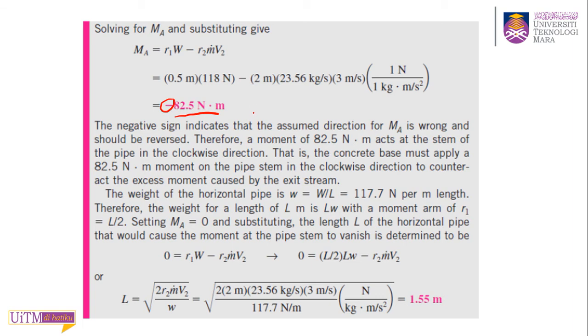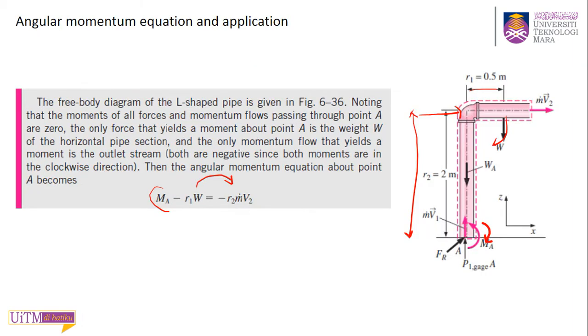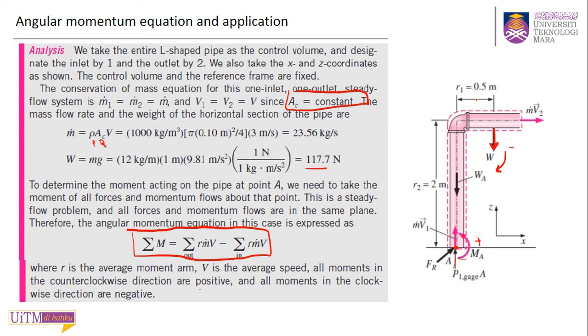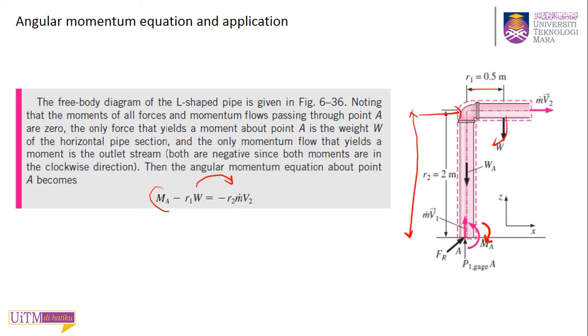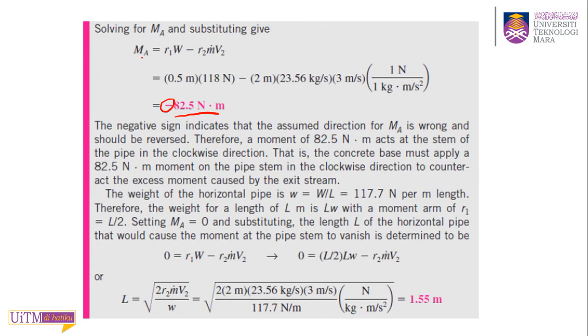To answer the second question, where they ask you to find the length of this horizontal pipe in order to make sure this moment at point A is 0. So in this case, the MA now is 0. So that's why we equate this MA to 0. So 0 equal to R1 times W minus R2 times m dot V2.